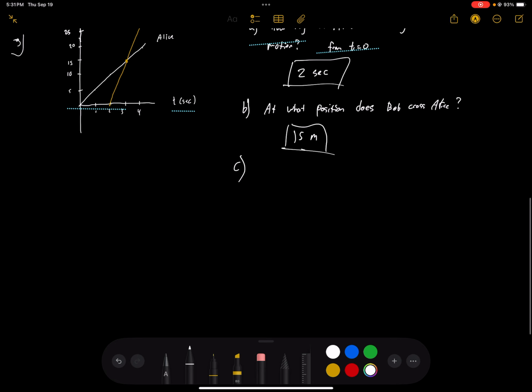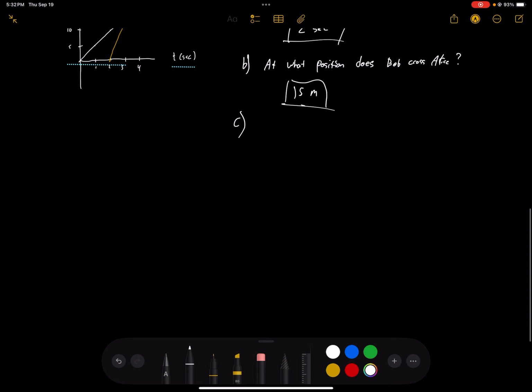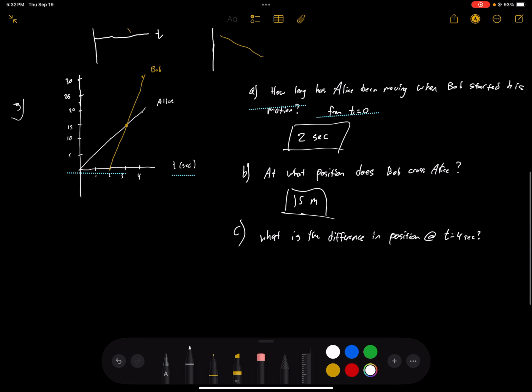So let's see, what is the difference in position at t equals 4 seconds? At t equals 3 seconds, that's when they cross, right? And Bob overtakes Alice, and he's going faster. So what I'm asking about in this problem is, I look at t equals 4 seconds. This is t equals 4 seconds. So what's this distance here?